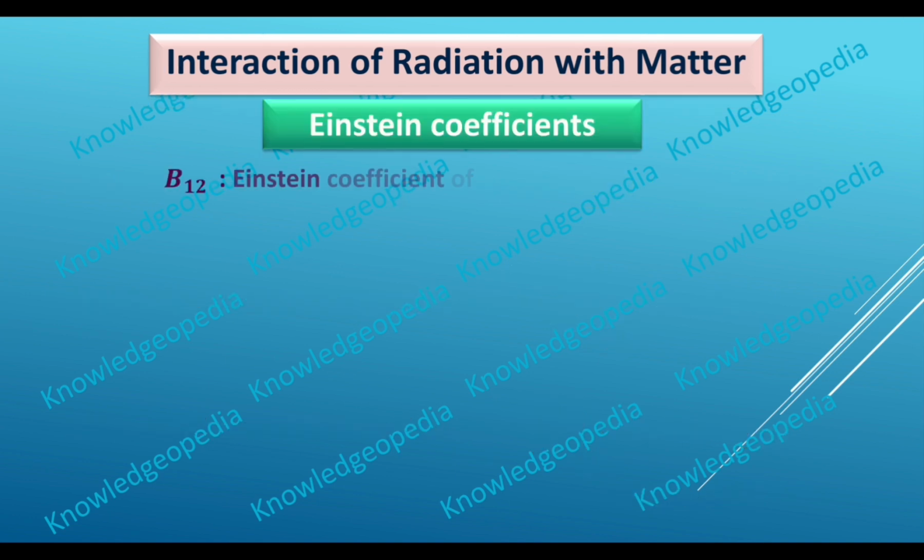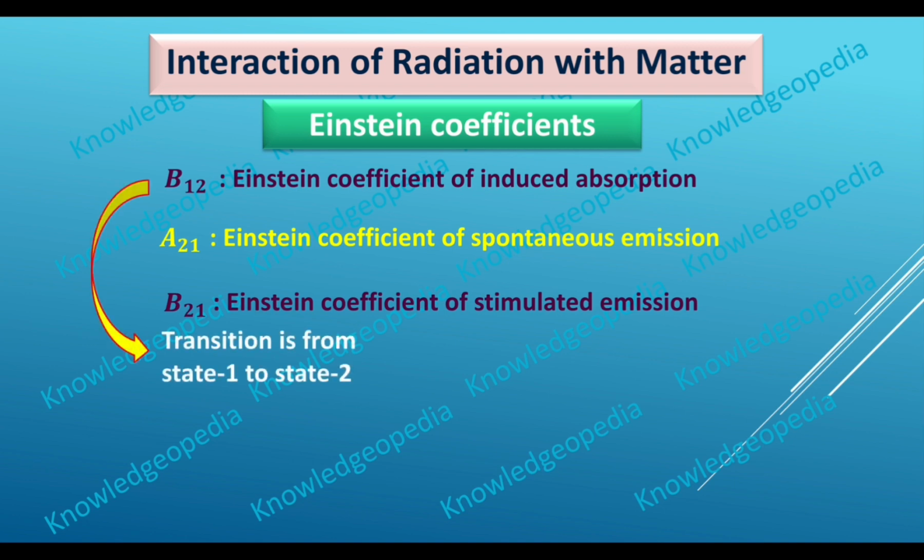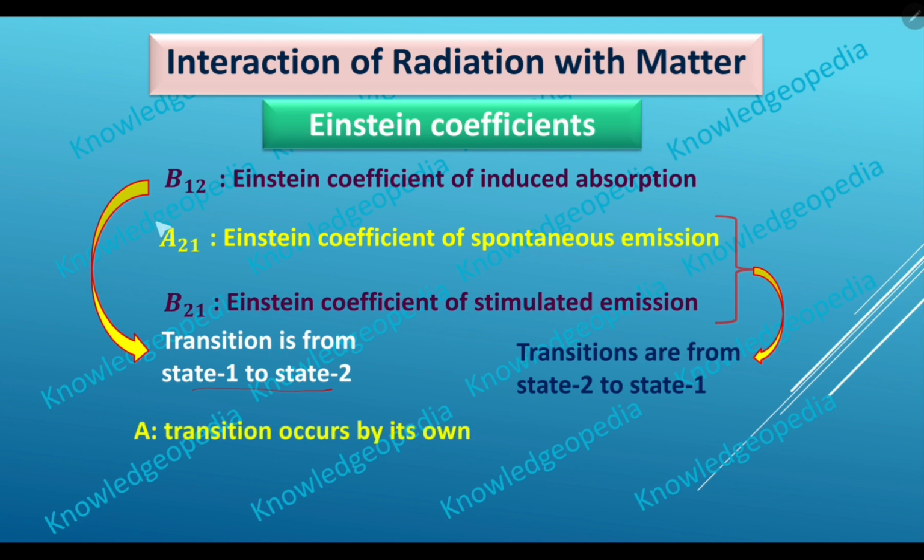Further, we have seen that B12 is the Einstein coefficient of induced absorption, A21 is the Einstein coefficient of spontaneous emission, and B21 is the Einstein coefficient of stimulated emission. B12 is associated with the transition from state 1 to state 2, and these two are associated with transitions from state 2 to state 1. So this is for absorption and these two are for emission. Letter A is used when the transition occurs on its own without any external trigger, and letter B is used for transitions induced by external photons. So basically these are the three Einstein coefficients associated with different processes when radiation interacts with matter.